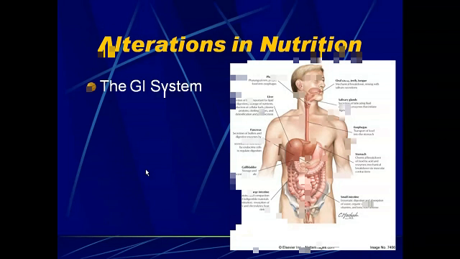Sedatives oftentimes have constipation as a side effect because they slow everything down. Narcotics, same thing. Hypothyroidism causes constipation because it slows everything down. Just as hyperthyroidism causes diarrhea, hypothyroidism causes constipation. Anticholinergics decrease motility because they decrease the acetylcholine and slow the parasympathetic nervous system.